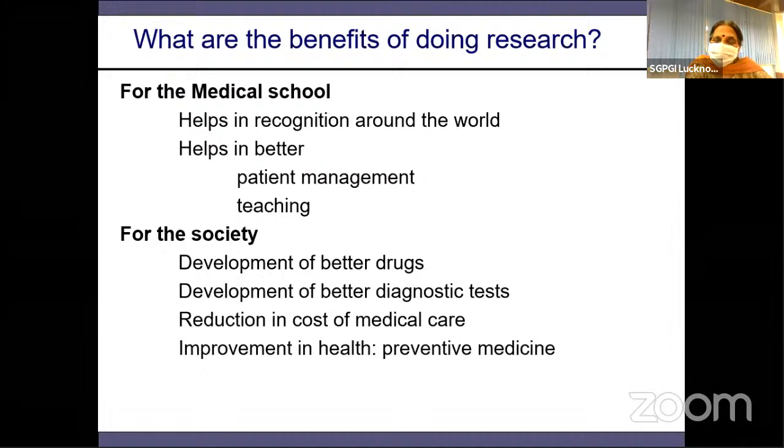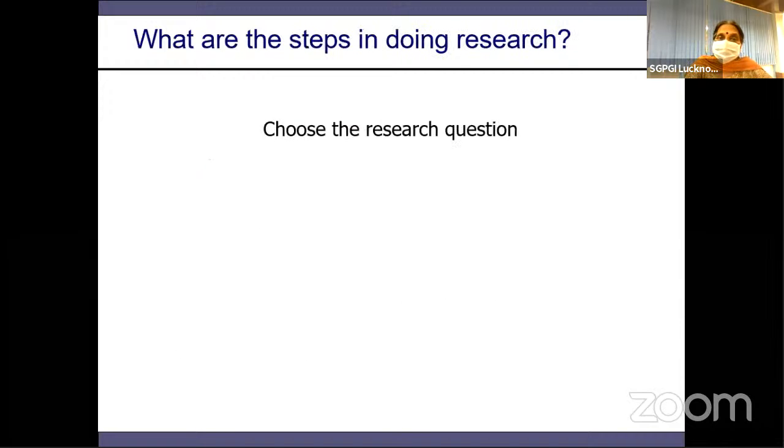And for society, why does society want us to do research? Because they want us to develop better drugs for them. They want us to develop better diagnostic tests so that diseases can be diagnosed much earlier. And for a country like ours, we also need research on how to reduce costs of medical care. And last but not the least, we don't want diseases, we want good health. So how can we have interventions which can prevent development of disease and improve our health indices? That is what society is looking at.